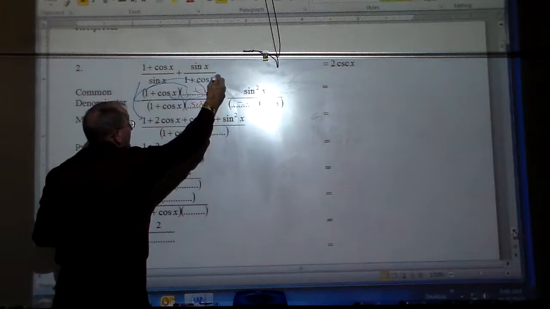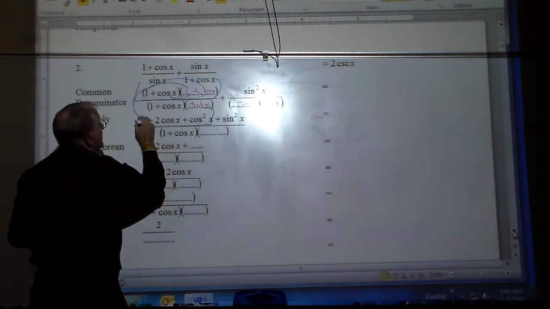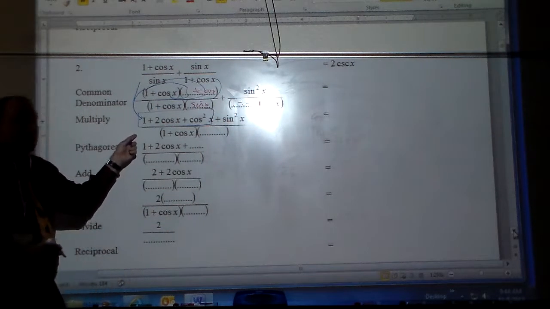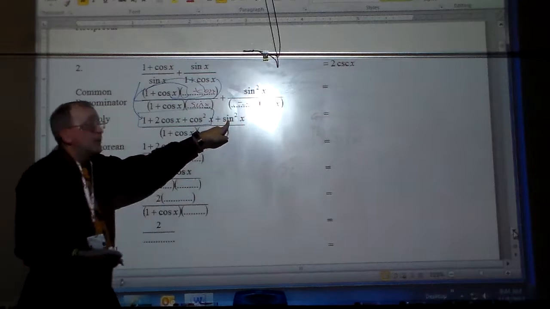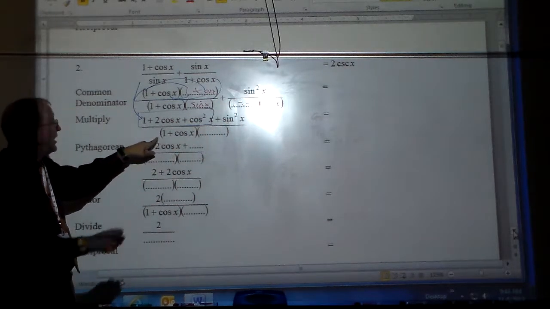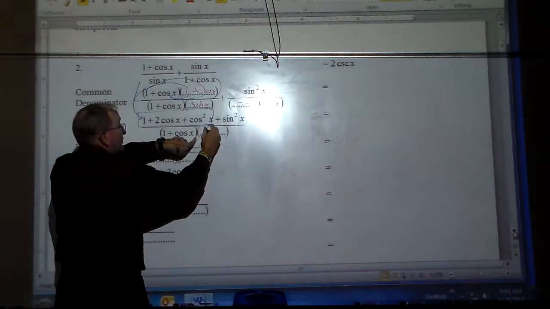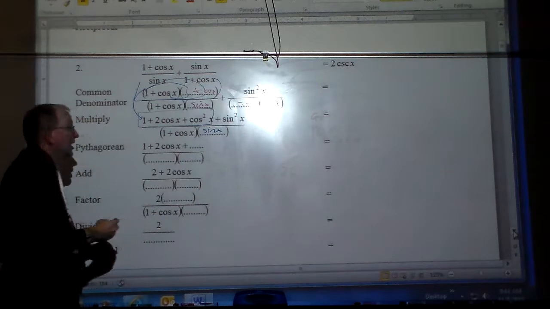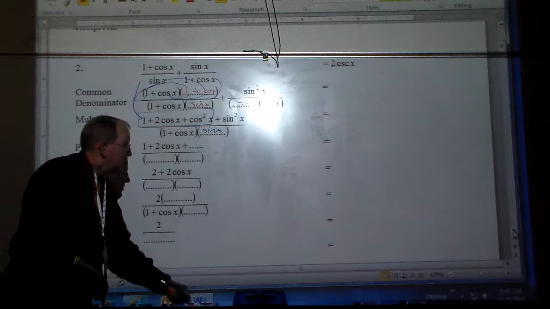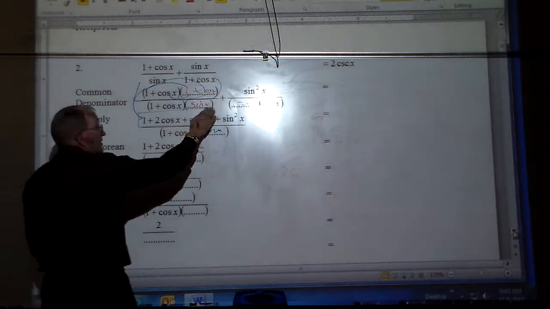This part right here is that part right there. And then the sine squared is still right there. And then this is still 1 plus cosine x, and this is still a what? Sine x. I mean, it's just still the common number. Now what I did is this. I'm going to kind of erase this.